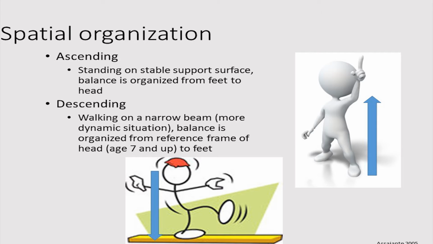So spatial organization can also be ascending. So I'd say if we're standing on a stable support system, that our balance is organized from our feet to our head. And then it can also be descending. So if you're walking on an unstable surface, the balance beam on uneven terrain, it will be from our head to our feet as we're looking down and watching where we're going.